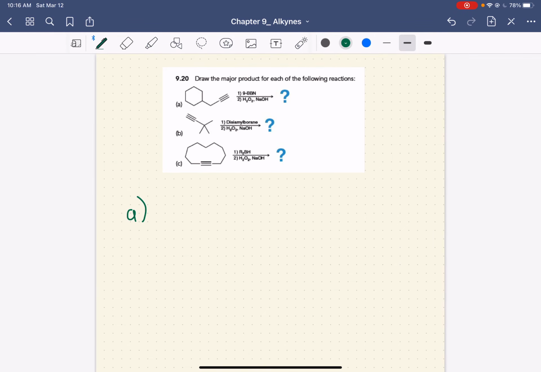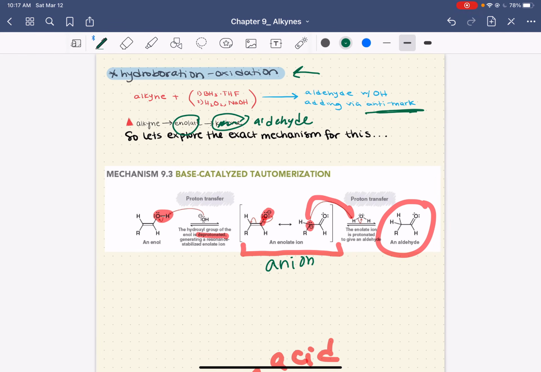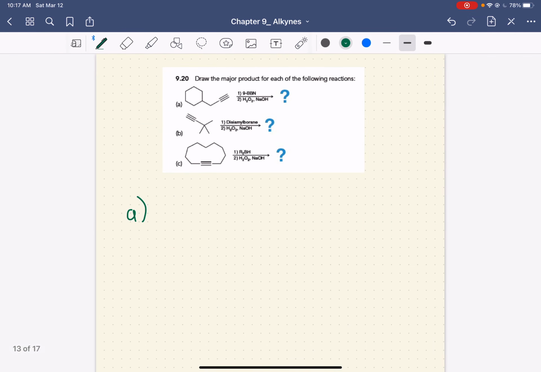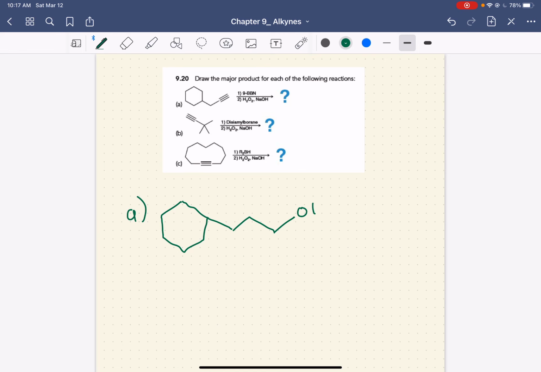Okay, we're doing hydroboration-oxidation of a terminal alkyne. What we're going to be adding, and by the way, this is anti-Markovnikov, this is very important to know. That means we're essentially going to be adding the alcohol on the least substituted side of the triple bond. So the alcohol gets added to the least substituted side, hydrogen to the more substituted side.